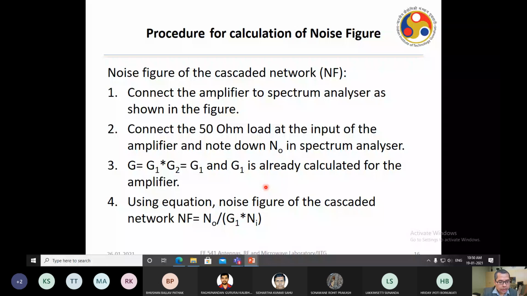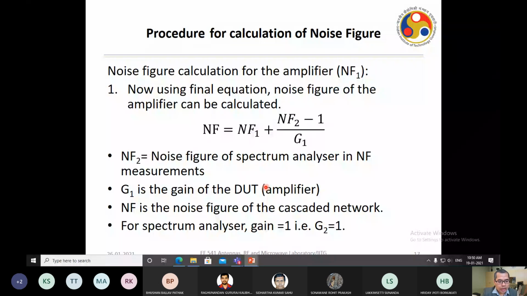Then from there you can find the noise figure of the amplifier. So how do I find the noise figure of the amplifier? Once I have NF, G1, and NF2, where NF2 is the noise figure of the spectrum analyzer, G1 is the gain of the DUT amplifier, and I know the NF for the cascaded connection of the amplifier and the spectrum analyzer, everything is known except NF1. From here you can find NF1, which is the noise figure of the amplifier.